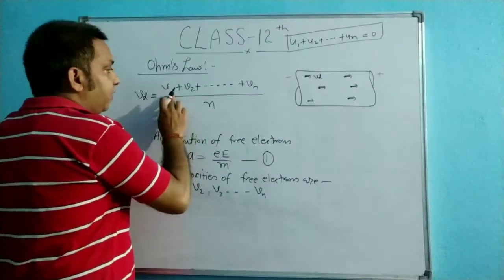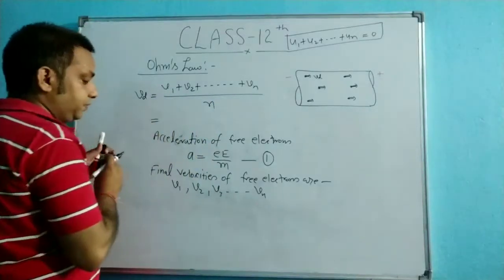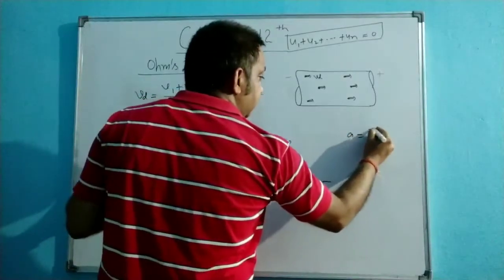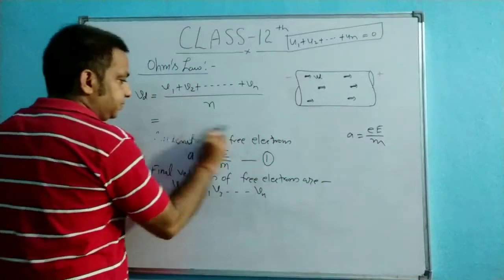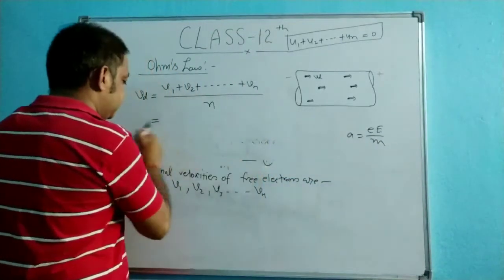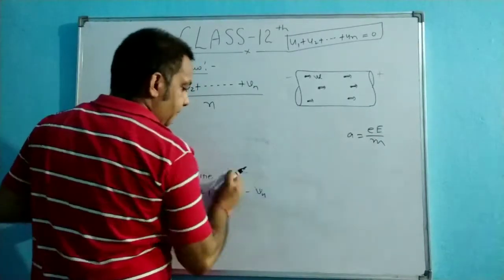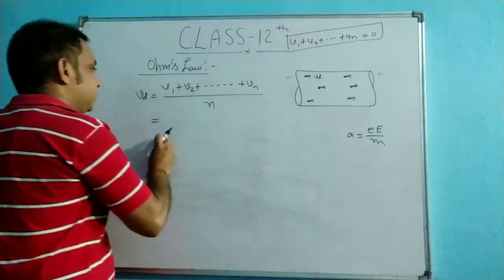So put the value of V1, V2 here. I am writing this acceleration this side: a is equal to eE divided by m. Right? And this is our equation. So we have to take the average velocity of the free electrons.